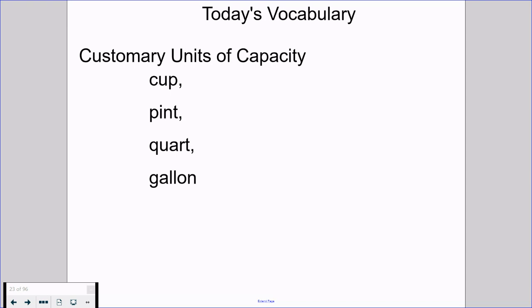So, some units of measurement that you need to be familiar with as far as capacity. Remember, capacity is how much liquid a container can hold. So, you need to be familiar with the smallest, which is cup, pint, quart, and gallon, which is the largest.